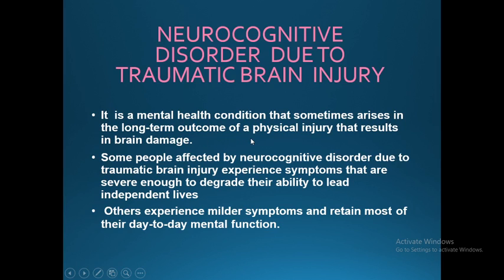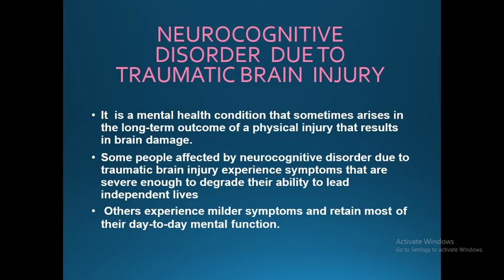Now, let's say there's brain damage due to an RTA or traffic accident. What happens? The functions of the affected part of the brain will be impaired. Simple as that. Some people affected by neurocognitive disorder due to traumatic brain injury experience symptoms that are severe enough to degrade their ability to lead independent lives. Like we have seen patients who get brain damage and are paralyzed sometimes or bedridden sometimes. So that's there.